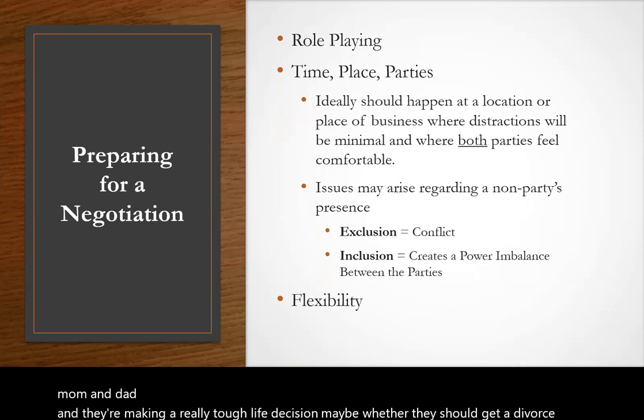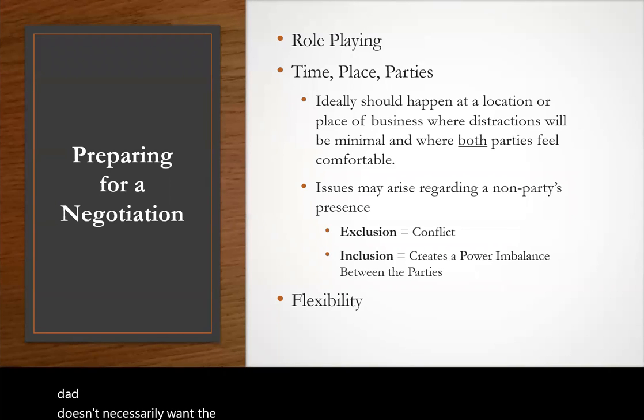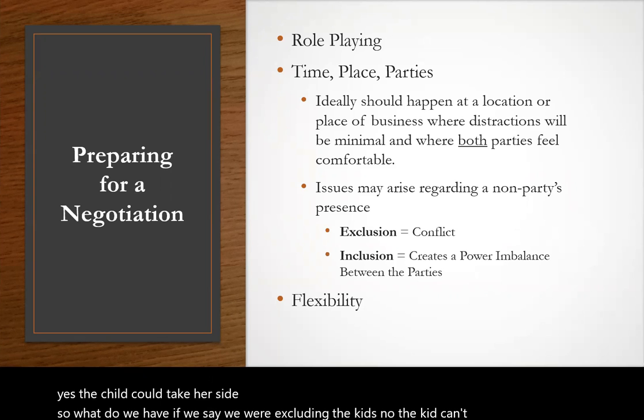So dad doesn't necessarily want the child there because he knows that the child's going to take the mom's side, right? The mom obviously wants the child there because the child's going to take her side. So what do we have? If we say we're excluding the kids, no, the kid can't be a part of this, shouldn't be a part of this, this is between you and me.